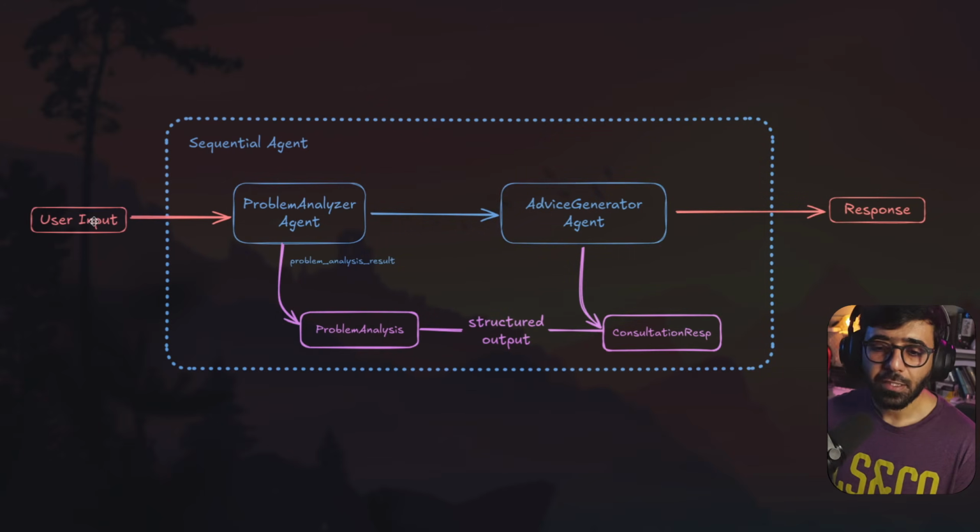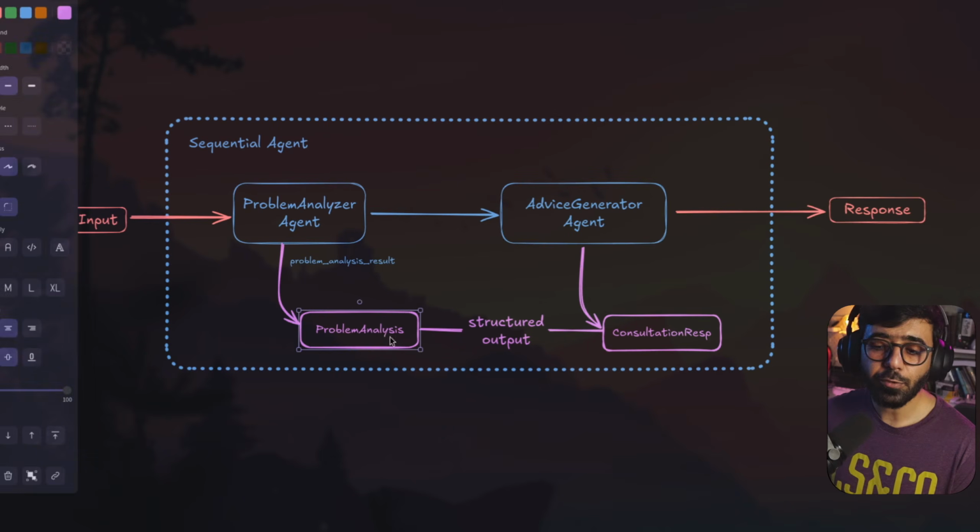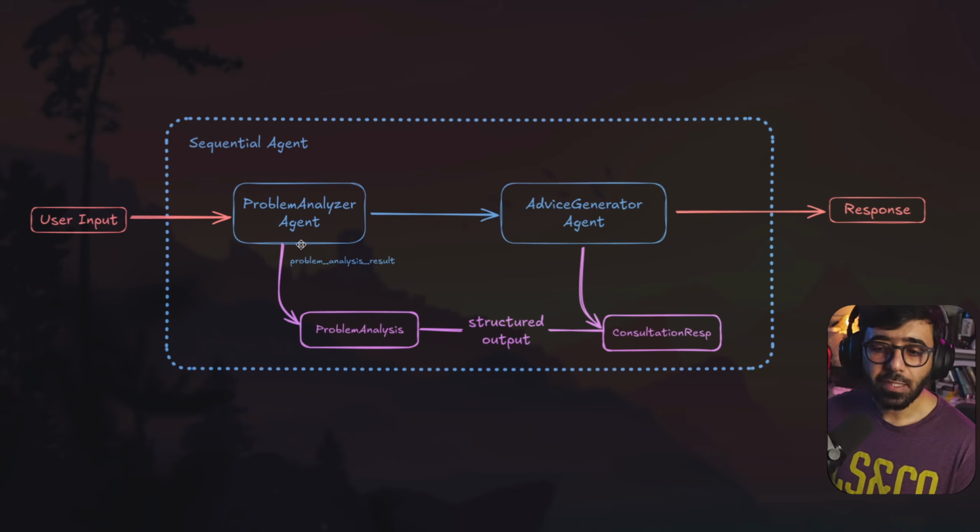Again, having said that, the user input is going to reach first the problem analyzer, which is going to use a structured output class named problem analysis. Once it's done with that, it's going to go to the next agent with this particular output, the problem analysis result, as an input to the next agent. And then this particular agent will use this consultation response class for structuring the output and then will give back a response in JSON.